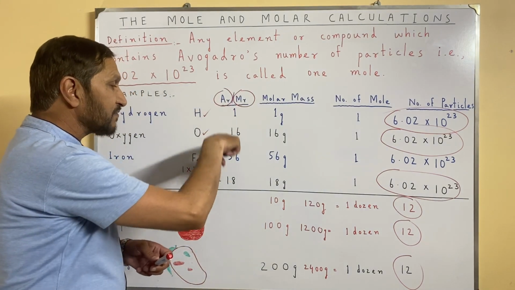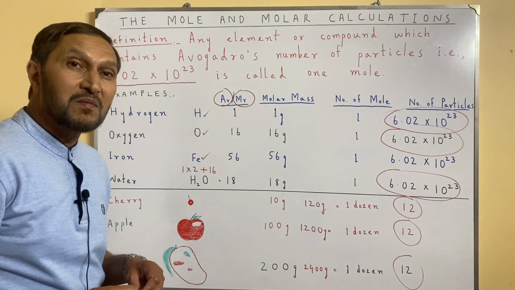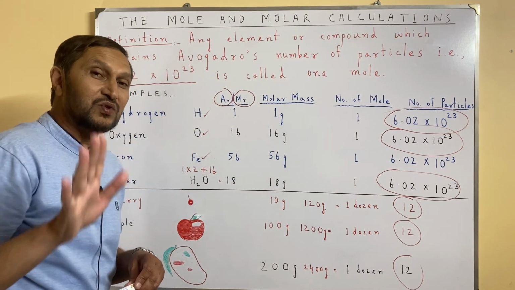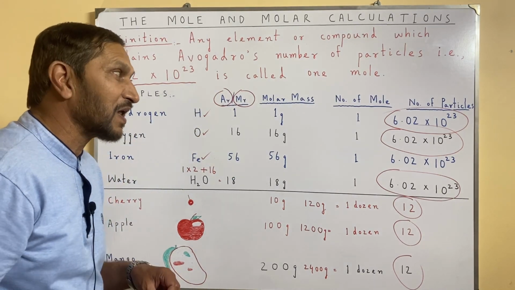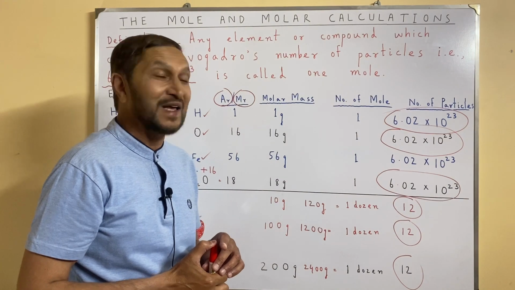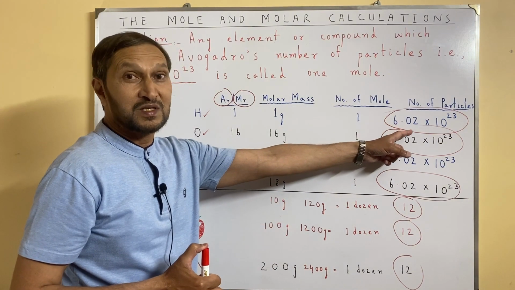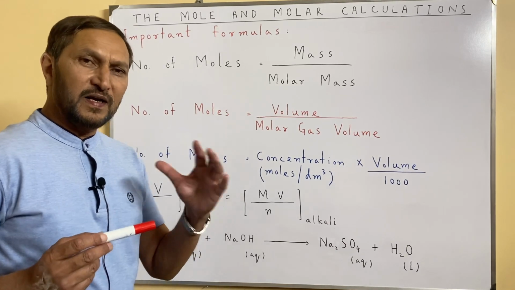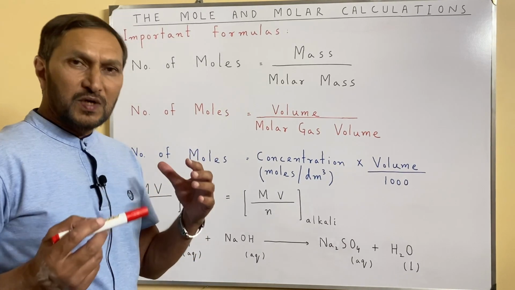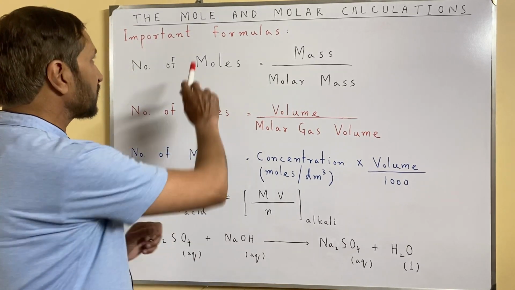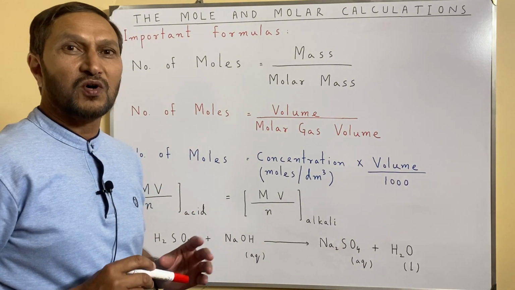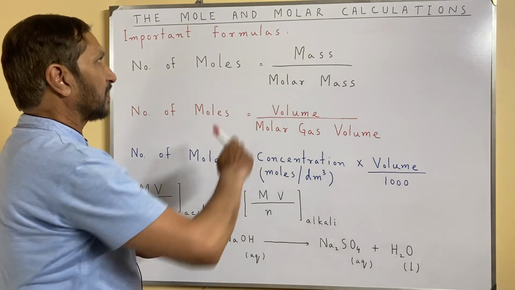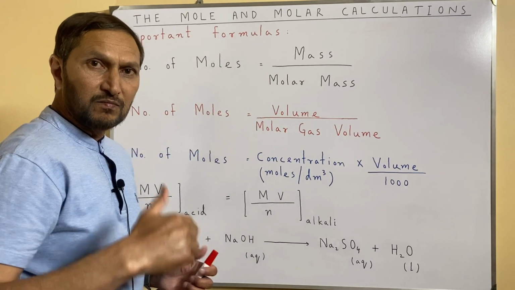The relative atomic masses or the relative molecular masses of each element or compound are different according to their size. But the number of atoms or molecules or ions, the number of particles, is constant. So this is the concept of mole. Now let's study and try to understand the important formulas for solving molar calculations and sorting out the molar questions.